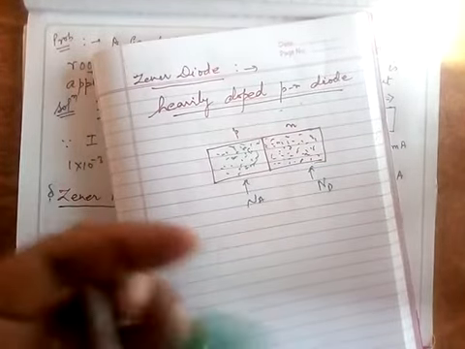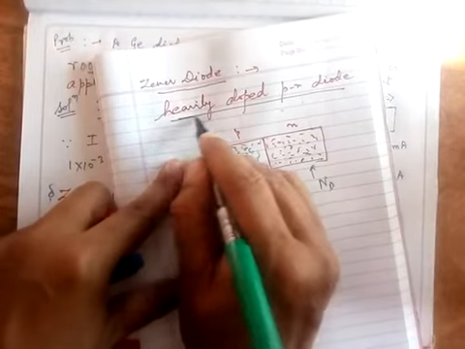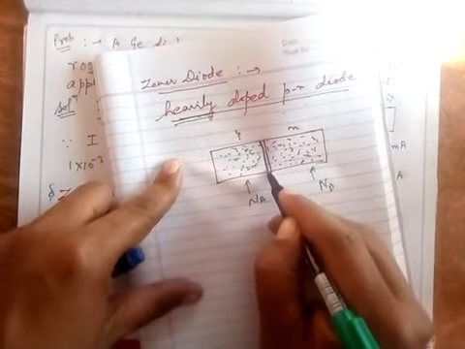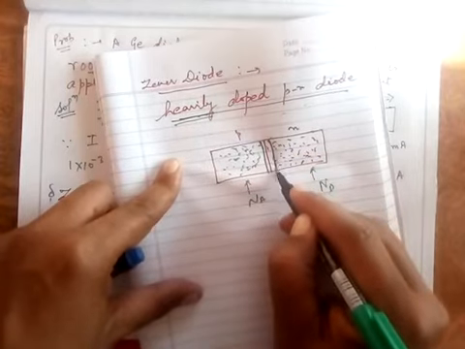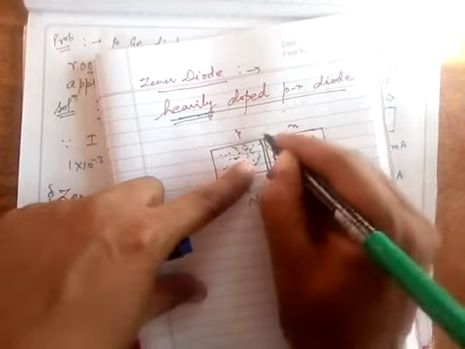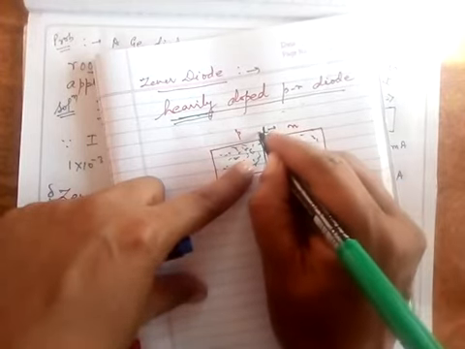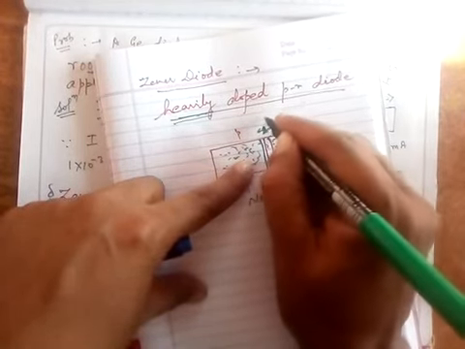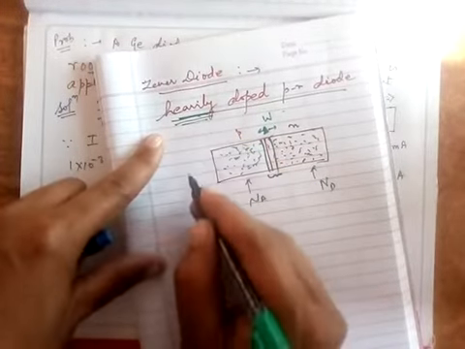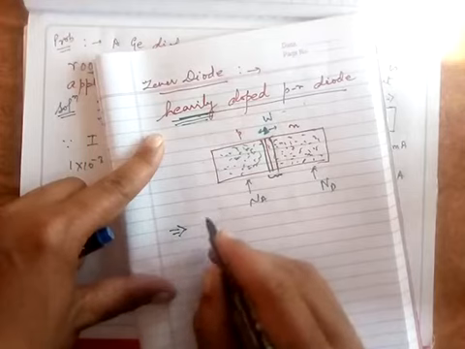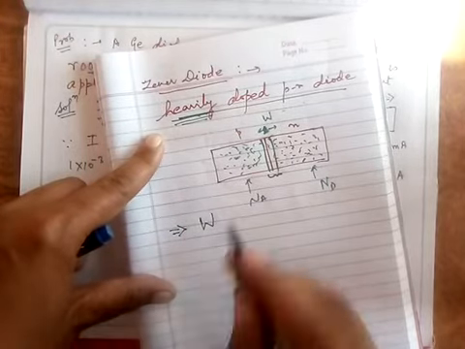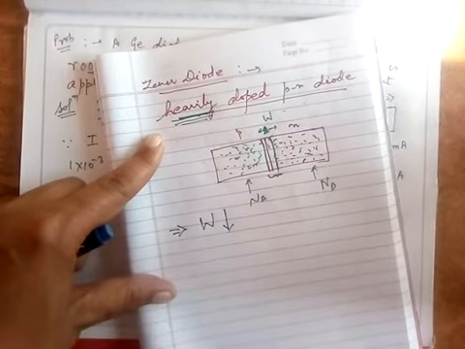Now what will happen when this is a heavily doped PN junction? A depletion layer will be formed here, no doubt. But the width of this depletion layer is very small. Let's represent this width by W. So when this is heavily doped, this implies that the width of the depletion layer, W, is low.